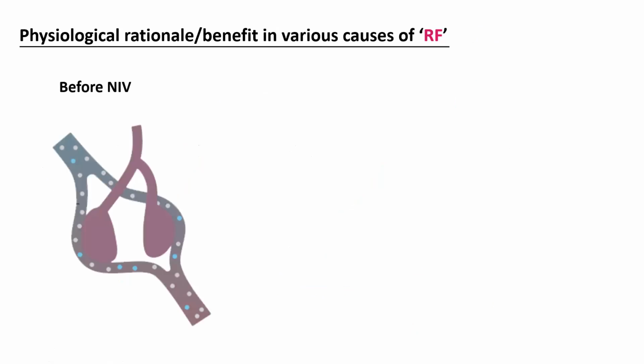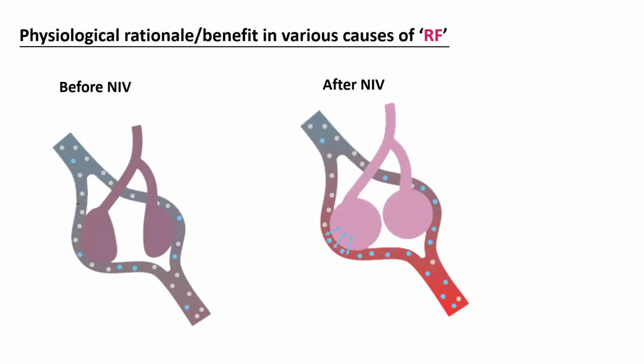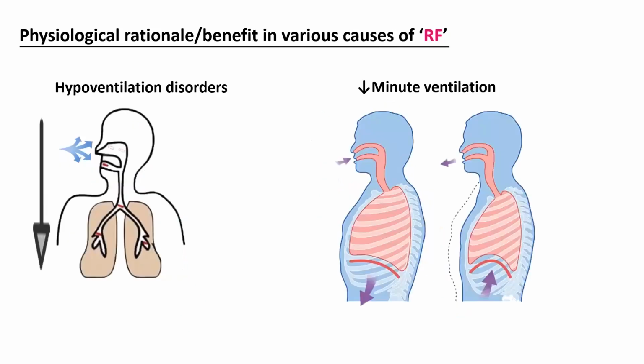And for shunt, definitely before NIV and after NIV, there will be significant improvement in the shunt fraction. And we have understood that in pregnancy, there is a significant shunt component that exists even without any pathology. So NIV tends to be beneficial in improving the shunt fraction and the ventilation perfusion mismatch. And in hypoventilation disorders, NIV is also helpful. And in situations where there is reduced minute ventilation, NIV can be beneficial.